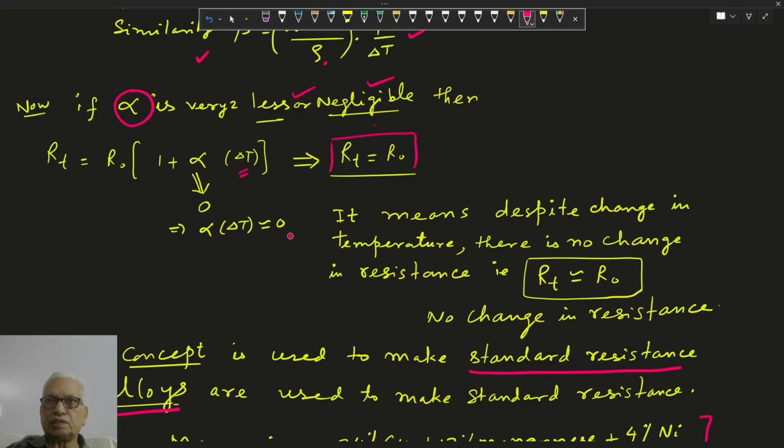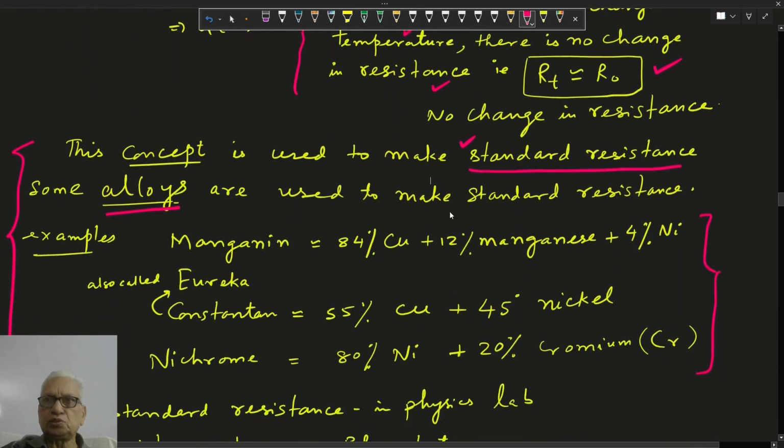This means something very important. If alpha is negligible, there is no change in the resistance despite the change in temperature. Resistance does not depend on the change in temperature. So the resistance stays the same. This is called standard resistance. If there is a change in the temperature, there is no change in the resistance.